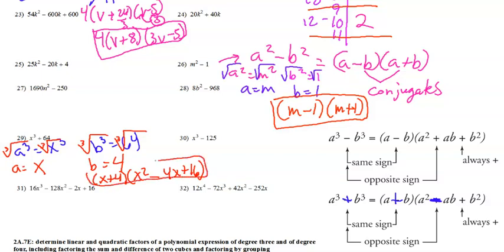So what you need to show on these kinds of problems is to state the formula, and then find your a and your b. Plug them into the formula to get your factors.